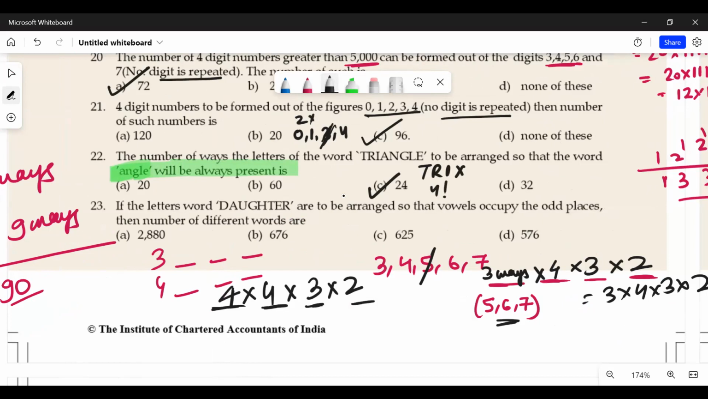If you say angle to be together, then it would be 4 factorial into 5 factorial. But if I'm not saying angle to be together, the word angle should stay like that only. You cannot change that angle. It will move as a block only.